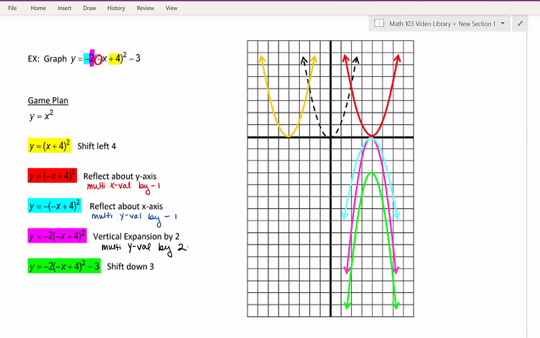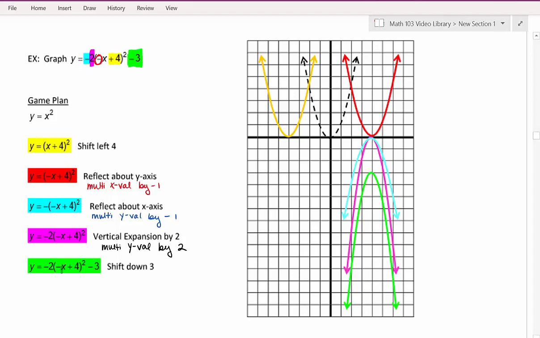And then last but not least, we're looking for a vertical shift. We recognize that there is a vertical shift when we have plus or minus a number outside of the function. We see this -3 outside the function. That tells us we have a vertical shift down 3. So I'm building off my last equation. From the purple equation, now I'm going to add that -3 on the outside, and that is going to give me my final equation there in green.